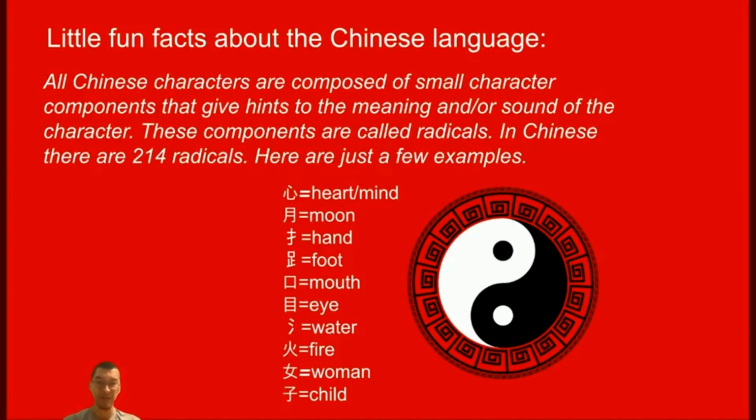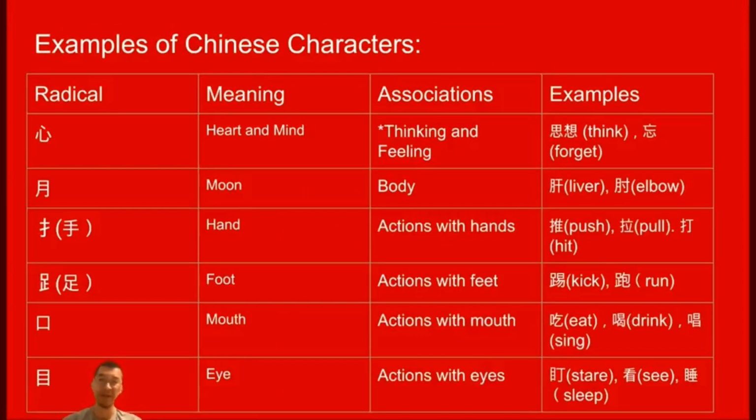The heart, mind radical, the moon radical, the hand radical, the foot radical, the mouth radical, the eye radical, the water, fire, woman, and child radicals, respectively. In this table, you will see examples of Chinese characters, the meaning, the radical, associations, etc. So for example, right here, where we see the radical heart, it has the thinking and feeling association. And so the examples here are the characters that mean think and forget. The next radical is for the moon.